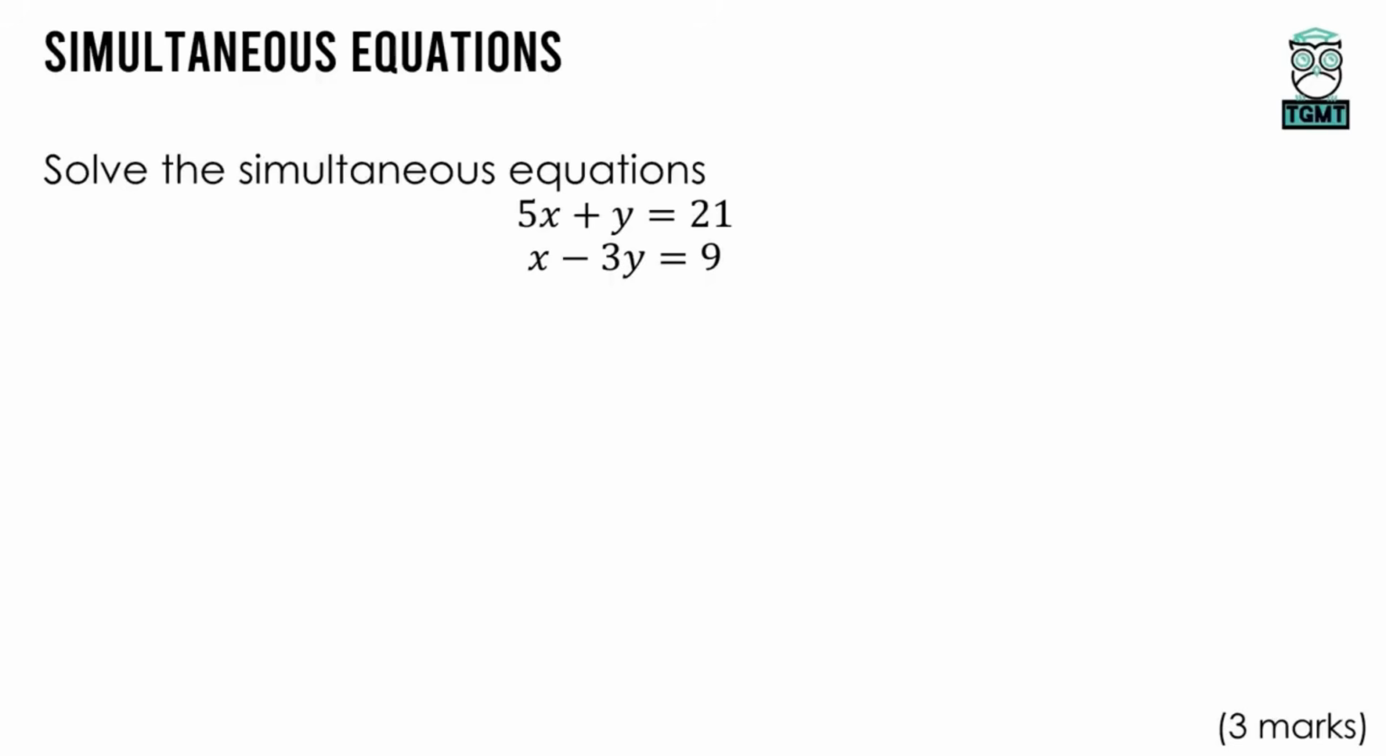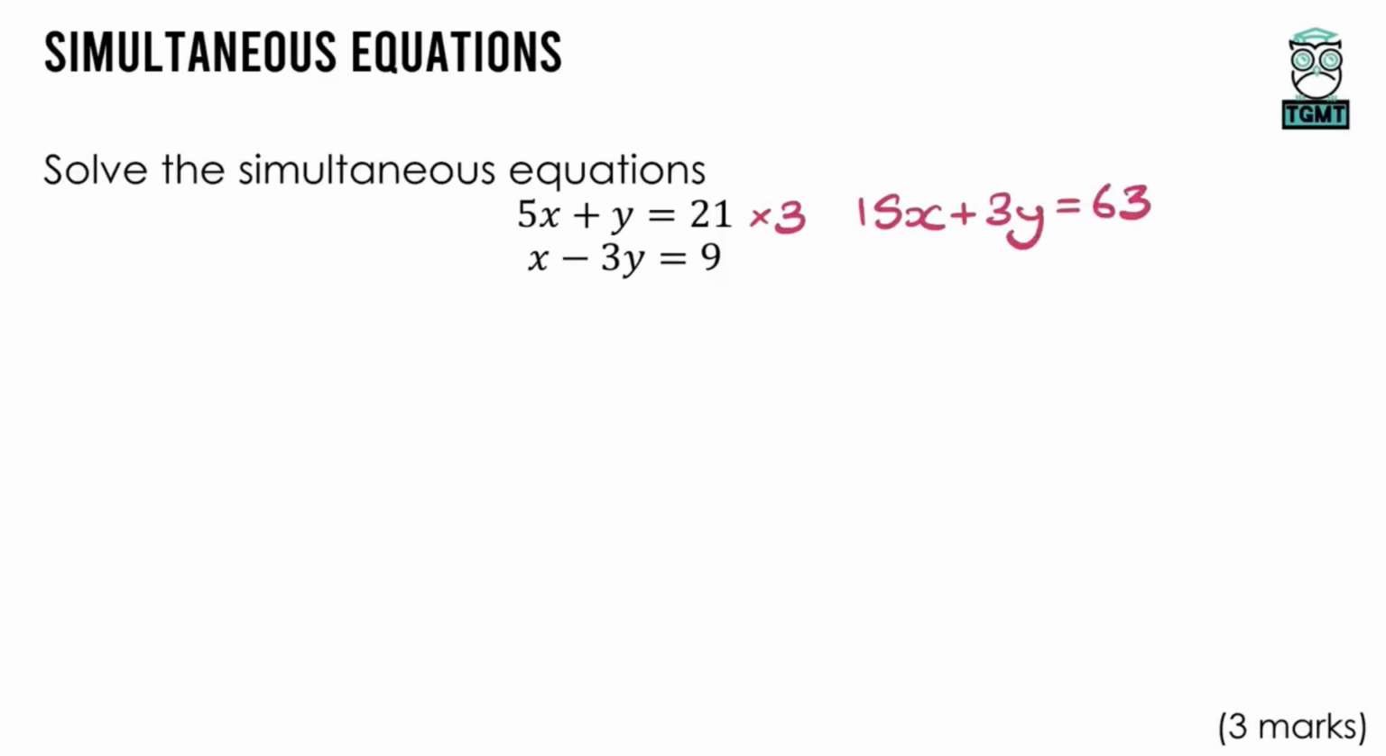Now, to do that, we need to multiply this top equation by 3 to make sure that we have 3y in the middle. That means everything gets multiplied by 3, so we would have 15x plus 3y is equal to 63.